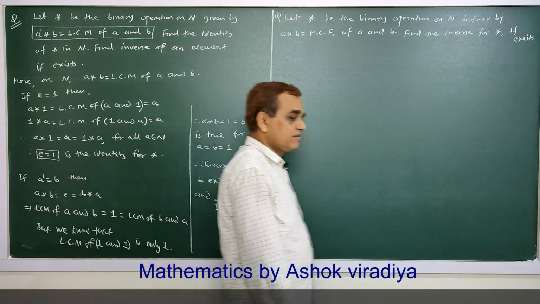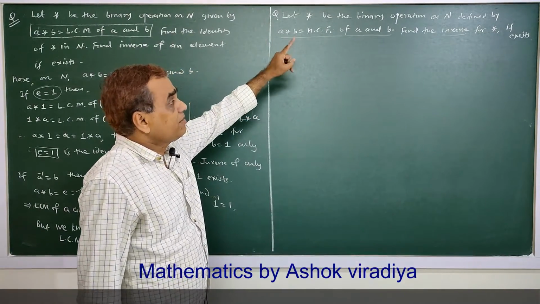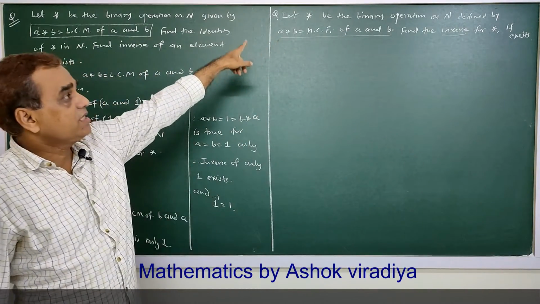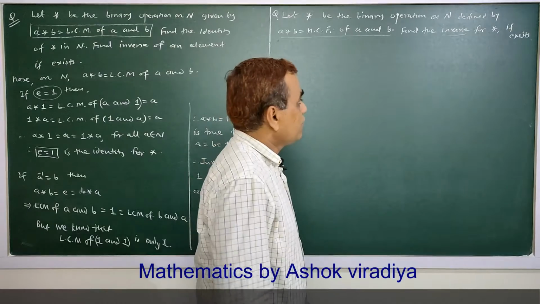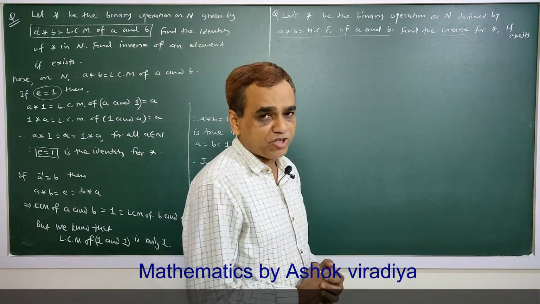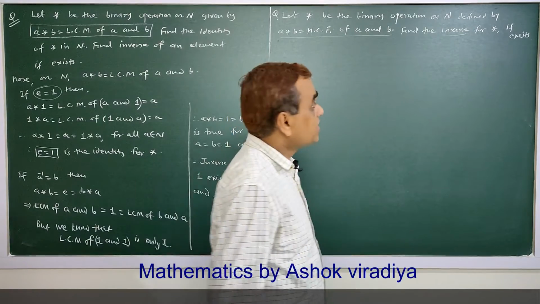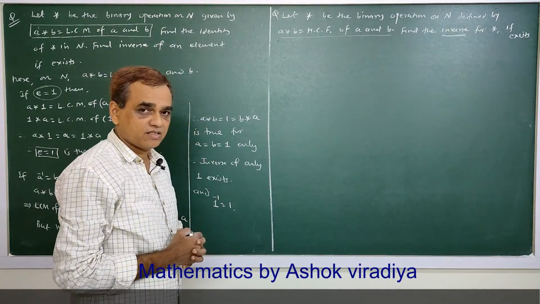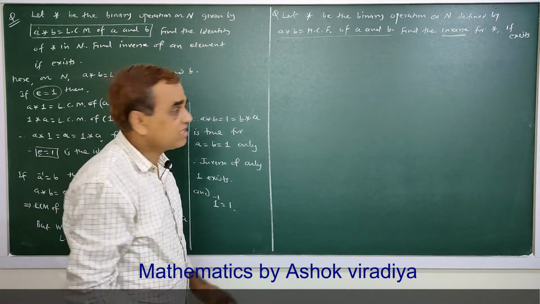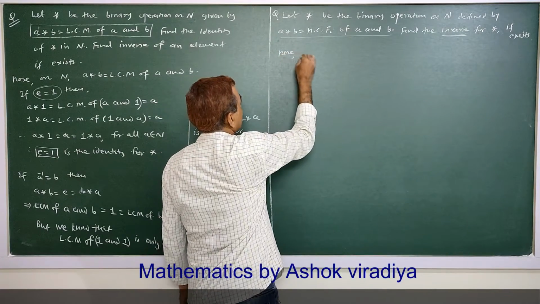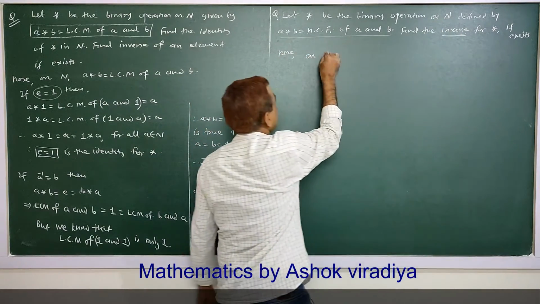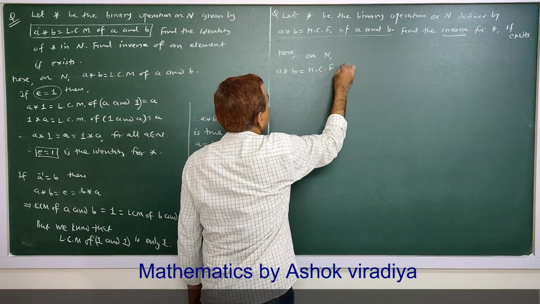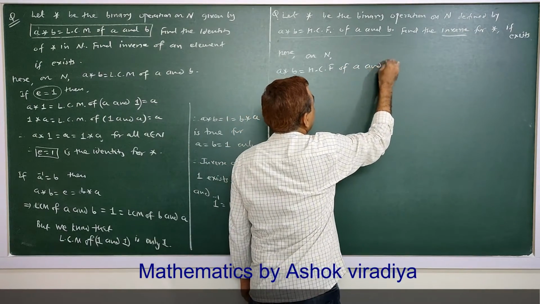Now in this question, let star be the binary operation on N defined by A star B is HCF of A and B. Find the inverse for this binary operation if it exists. For the inverse, first of all we have to find the identity. So we do the procedure for identity. Here, on the set of natural numbers N, A star B is defined. It is HCF of A and B.